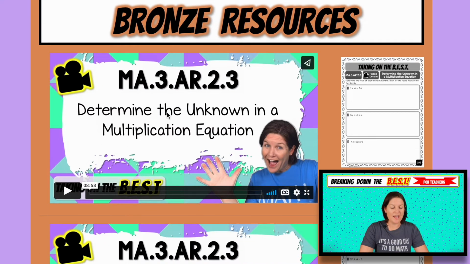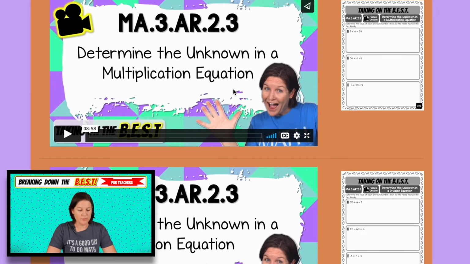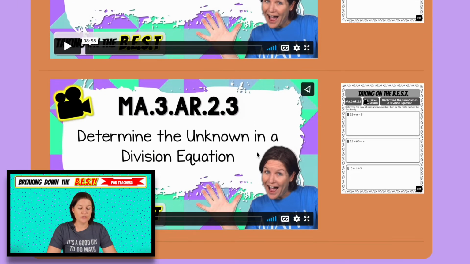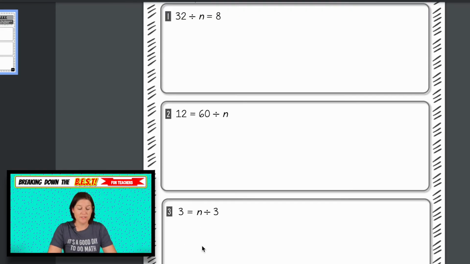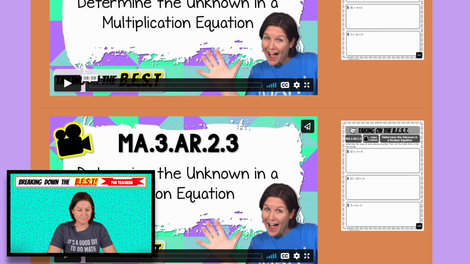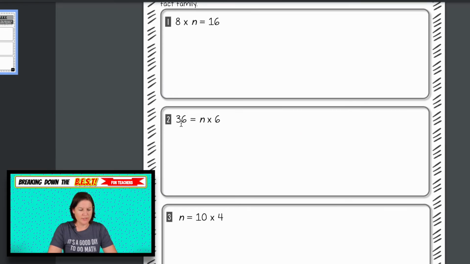So the bronze resources have a video lesson and a printable student guide right there. And there are 2 video lessons for this one. The first one is determine the unknown in a multiplication equation, and the second video is determine the unknown in a division equation. And you can see the video lesson printables right there. Number 2 and number 3, for instance, would confuse students, so I put those in there so we could practice having the quotients on the left as well. Same thing here with the multiplication. Here we go with a product on the left, practicing that.